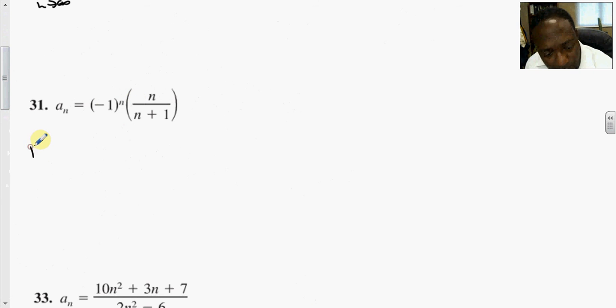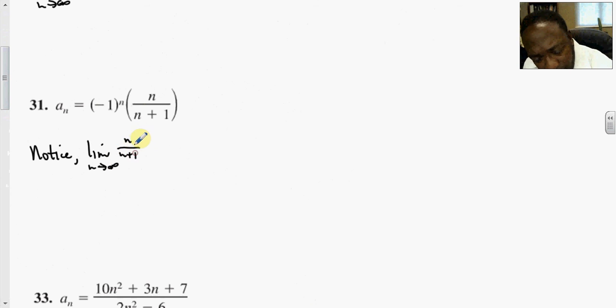So here, notice that the limit as n goes to infinity of n over n plus 1 is equal to 1, right? The degree of our numerator is 1. Our degree of our denominator is 1. So they have the same powers for the numerator and denominator. So the horizontal asymptote is the ratio of the leading coefficients. That's just 1 divided by 1. We get 1.